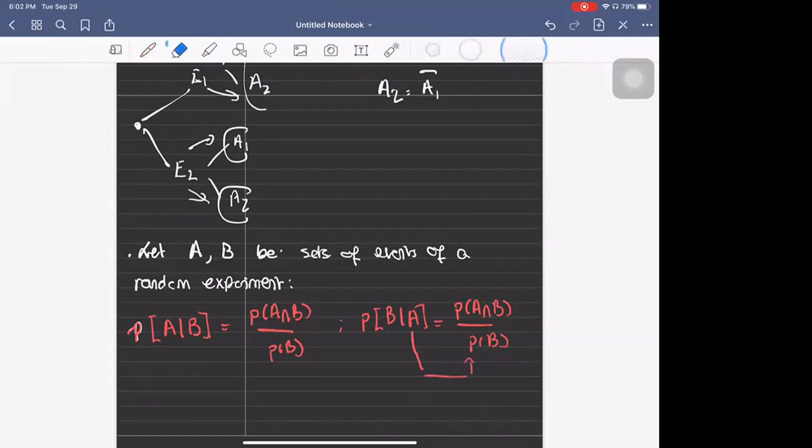Note that the probability at the top is always the intersection of the two events, and the probability at the bottom is of course the probability of the event which is to the right of the bar, so the event that has already happened essentially.